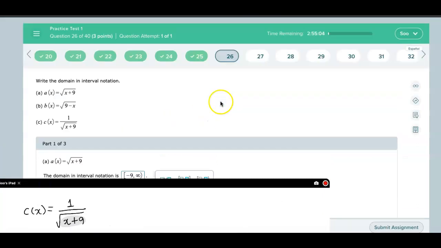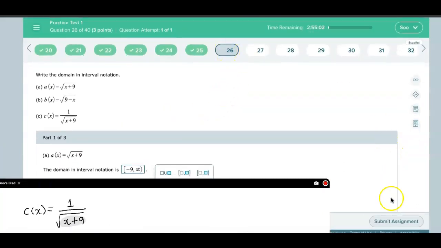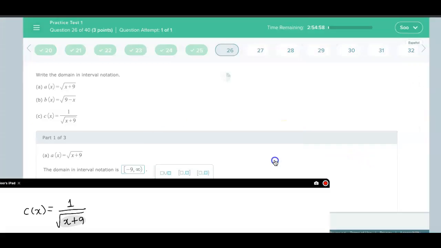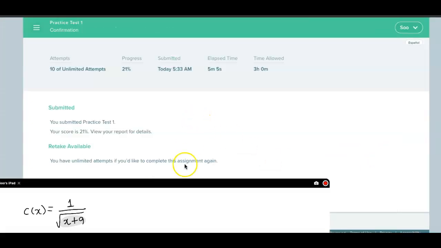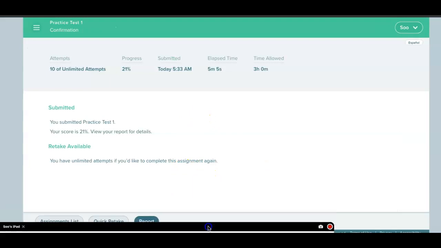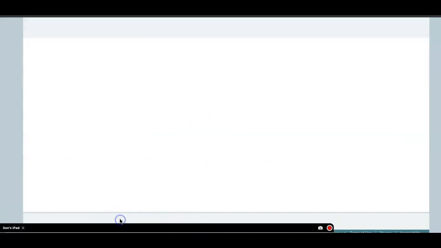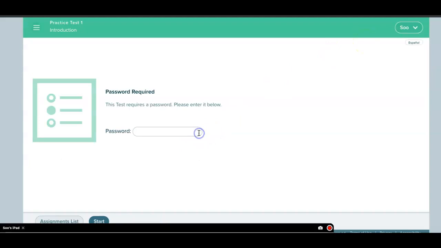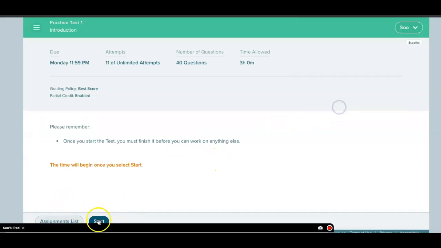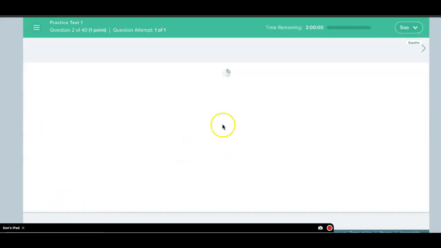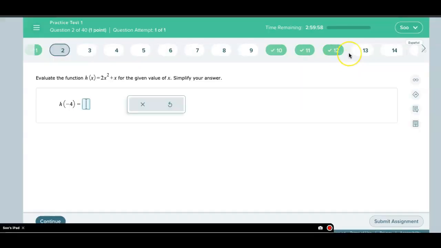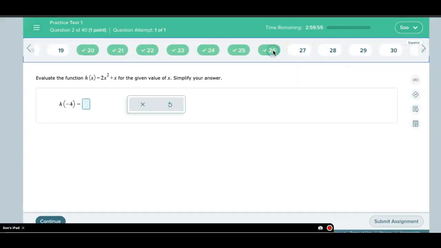And remember, this is number 26. So if I submit this, and don't be submitting every problem on your test. You have to finish everything and submit it. But since this is a practice test, I just want to show you that we got it right. So if I go back into retake and type in that practice02, we should see a check mark next to number 26. Let's see that. We do. So that's good. I'll come back and do number 27 very soon.